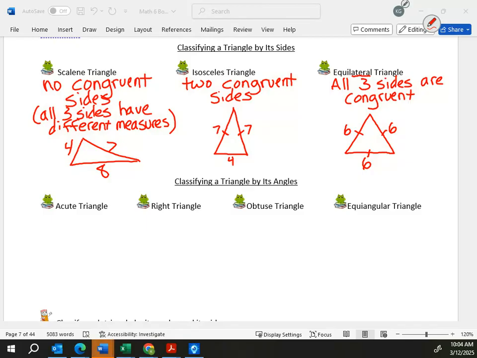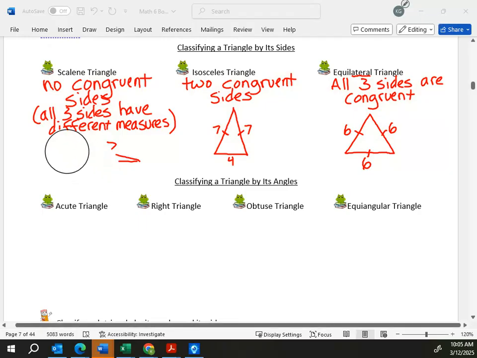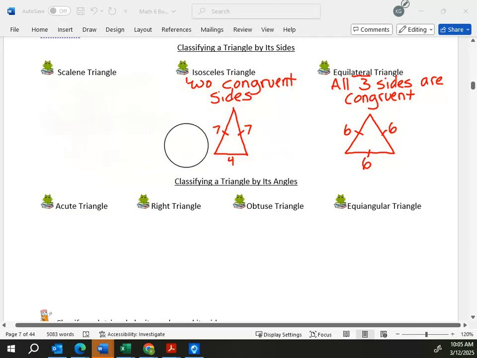How are we feeling about that? Okay. So, three triangles that are classified by sides. When you are drawing your pictures, you want to actually pay attention to these. We don't have curves. Numbers don't have curves, okay? All right, so now let's look at our angle triangles.